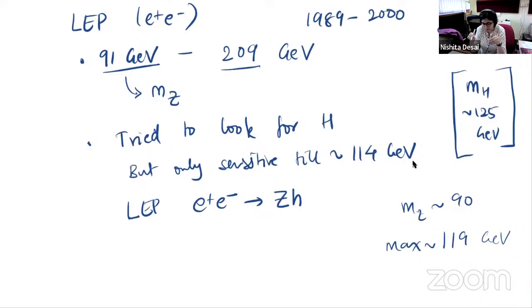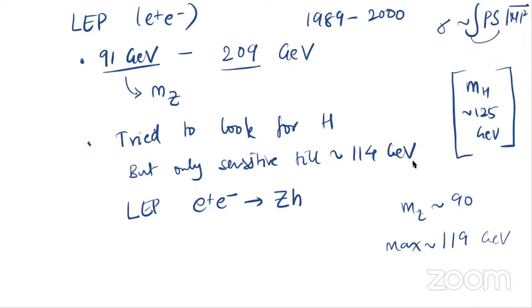So first of all, LEP just did not have enough energy to produce the Higgs, because the maximum it could give was 119 and the Higgs is 125. But when you take into account the fact that the phase space is also much smaller when everything is squished together, it could only have seen the Higgs if it was 114 or lighter. That's what I meant. Okay, thank you.